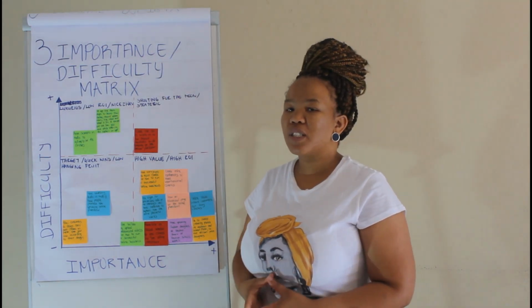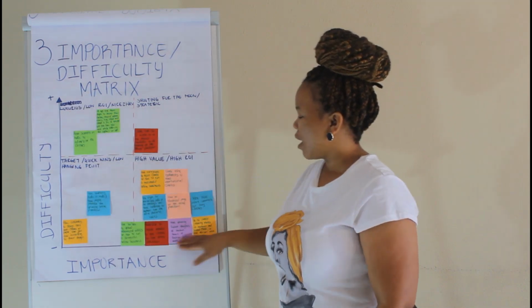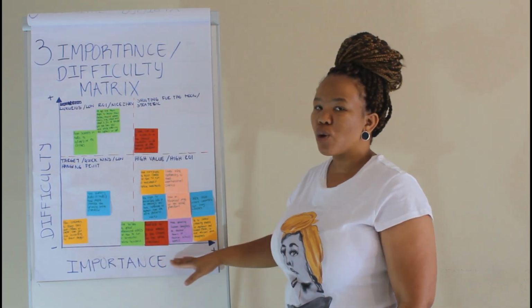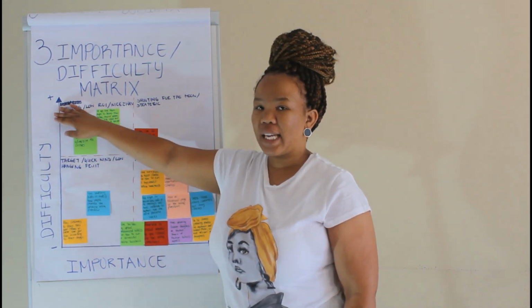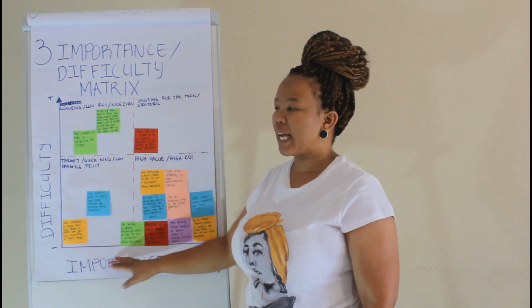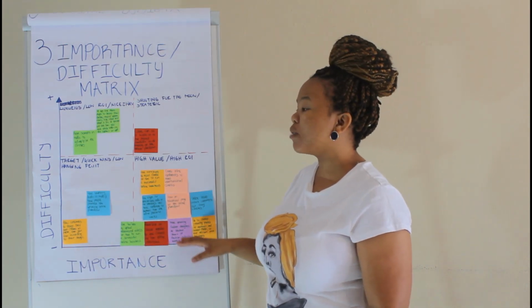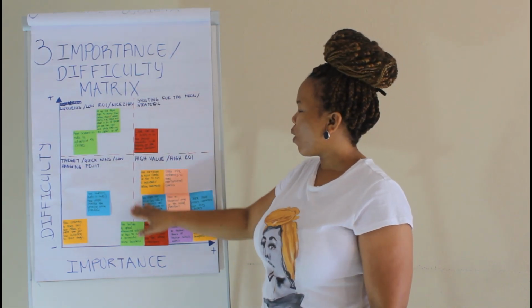An importance difficulty matrix template looks like this. You literally draw this graph, and on this side you show the importance, how important the idea is, and you also show how difficult the idea is. Ideally, you want to start with how important an idea is, and then move on to the difficulty part. And you divide it into 4 quadrants.